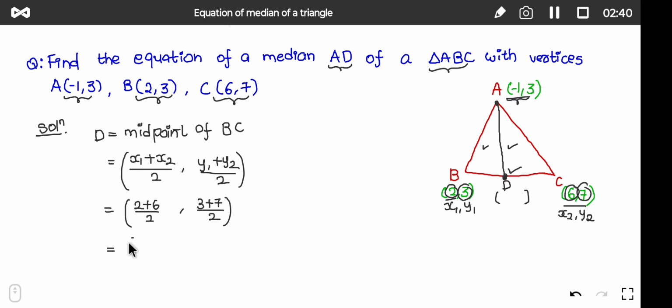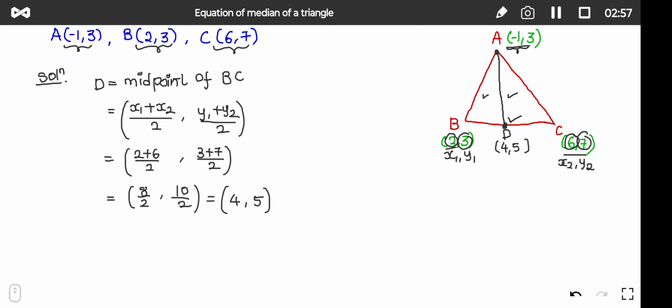So 2 plus 6 which is 8 upon 2, comma 3 plus 7 which is 10 upon 2. So we get the coordinates 8 by 2 which is 4, 10 by 2 which is 5. So our D coordinate is nothing but (4, 5). So our first part is done. We got the point D. Now come to the main question.